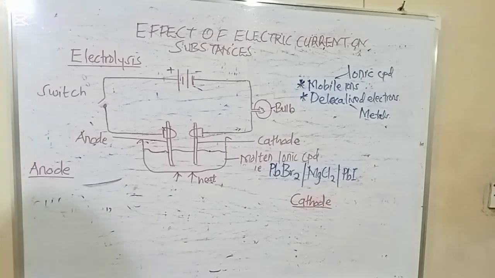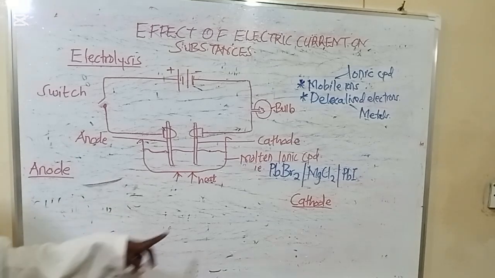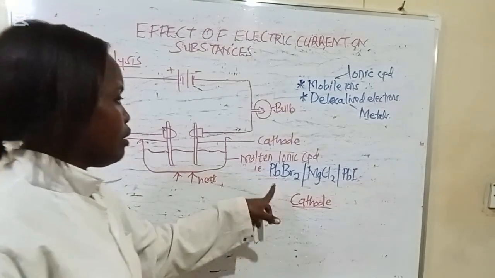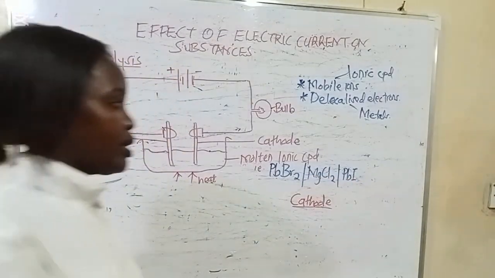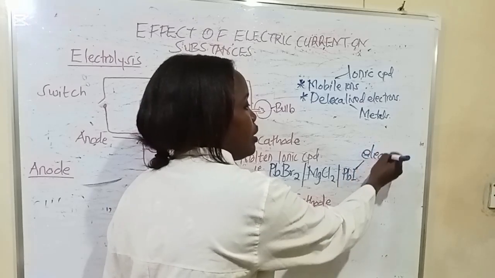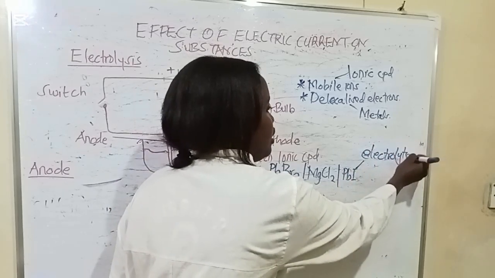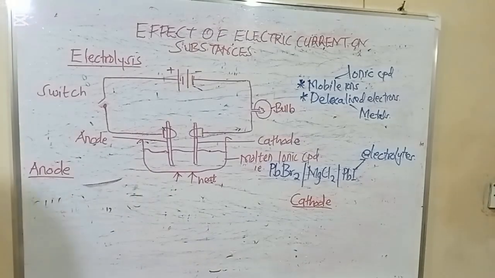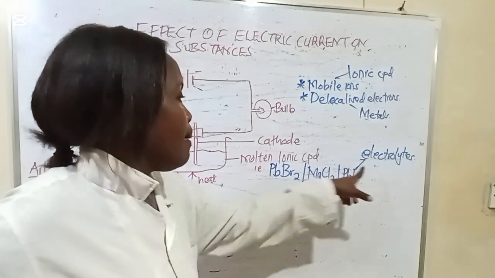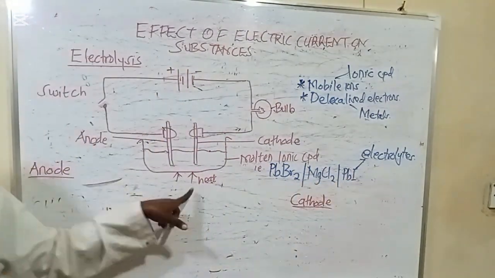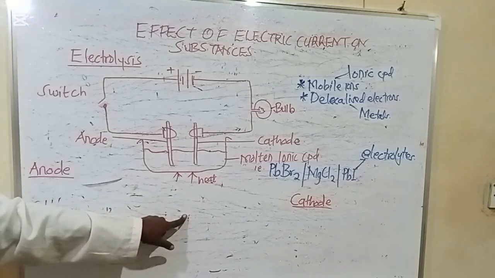Okay, so now when we're talking about electrolysis, we are talking about electrolytes. Now electrolytes are, for example, lead 2 bromide, magnesium chloride, and lead iodide. These are what we are calling electrolytes. Now in electrolysis, what happens? We are going to dissolve or melt our electrolytes in the presence of heat.